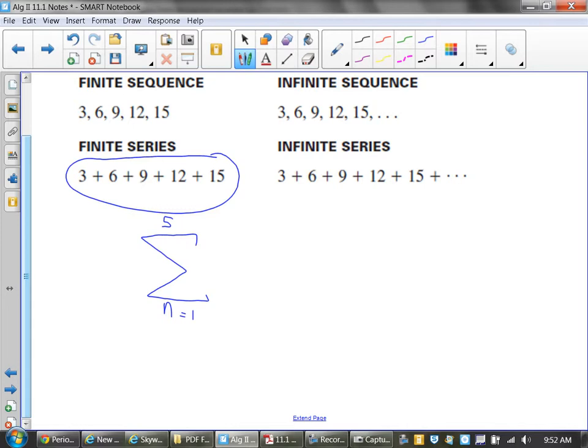And then what was our pattern for this one? It was 3n, wasn't it? And that's what that looks like. That basically means take 3 times n for 3 times 1, 3 times 2, 3 times 3, 3 times 4, 3 times 5, and add them all together.